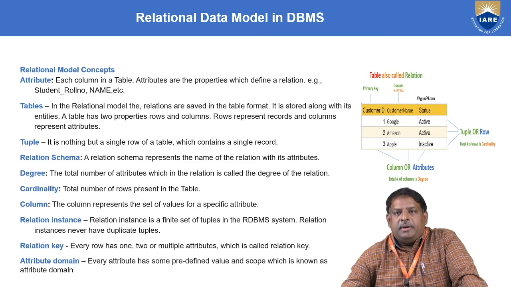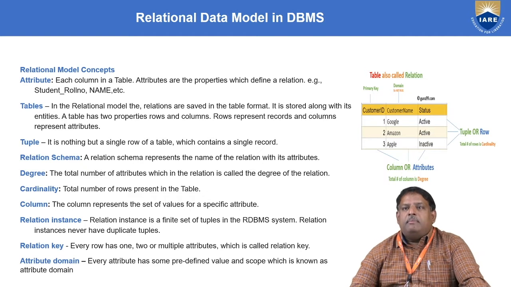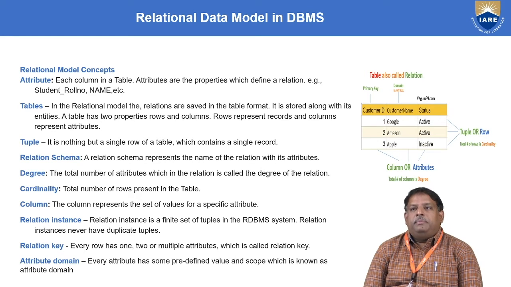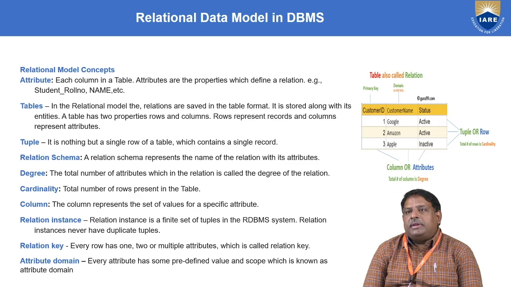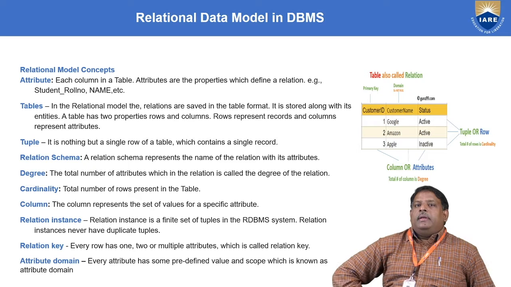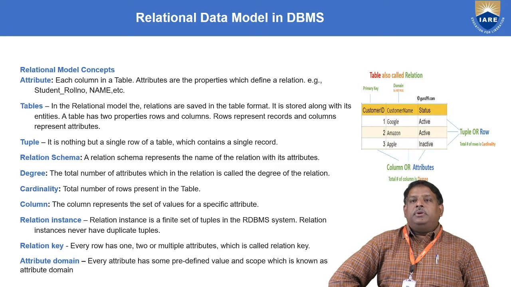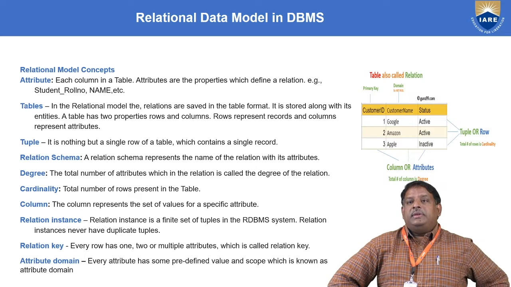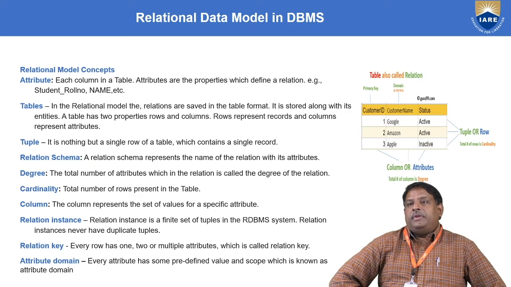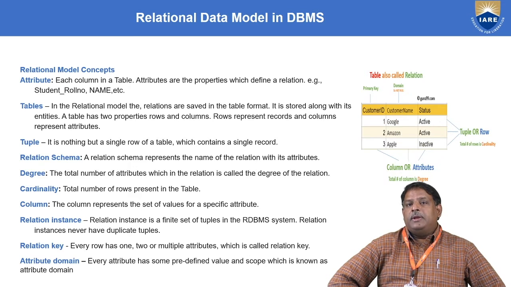Next, the relation schema. A relation schema represents the name of the relation with its attributes. Customer along with customer ID, name, status gives me the relation schema. Degree: the total number of attributes in the relation is called the degree of the relation. In this case, my degree would be 3 because I have 3 columns here: customer ID, customer name, and status.